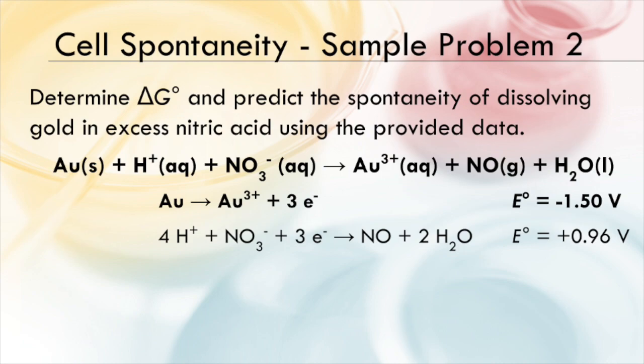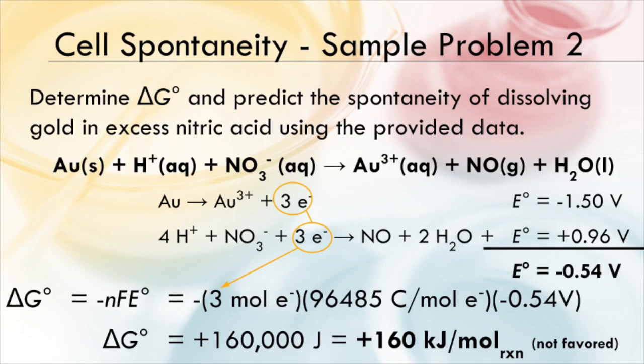We'll need to sum the cell potentials, giving us an overall cell potential of negative 0.54 volts. Plugging in the n, the F, and the E to our equation gives us a total of positive 160,000 joules, or positive 160 kilojoules per mole of reaction. Dissolving gold with nitric acid is a non-spontaneous process. That means your gold ring is safe. And it is unlikely that anyone will try to steal it since it's at the bottom of a beaker of concentrated nitric acid.